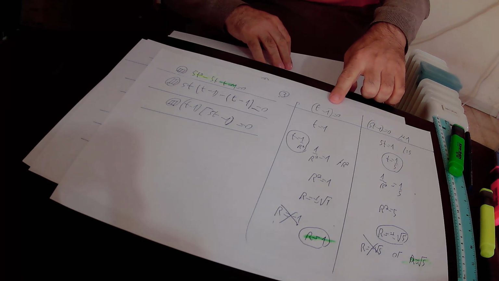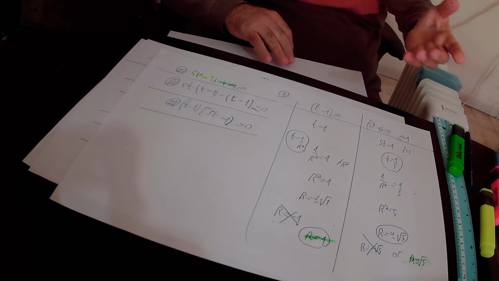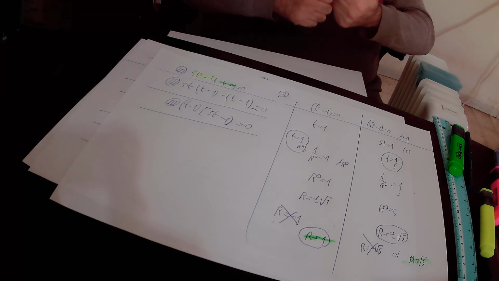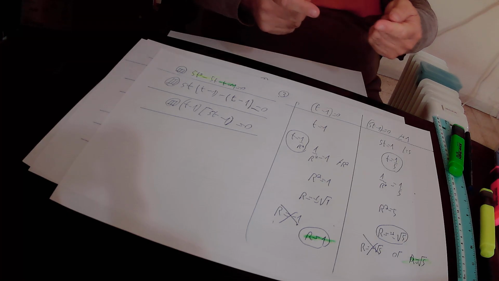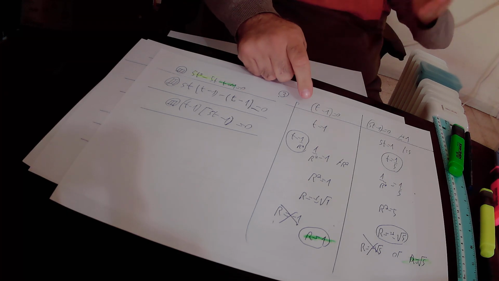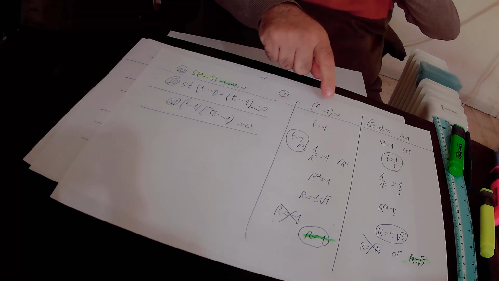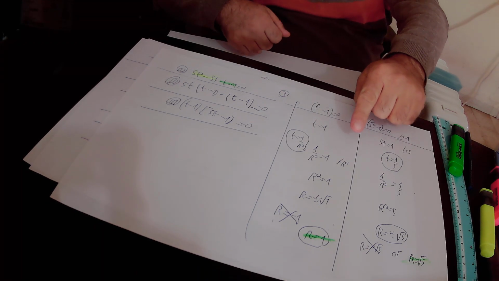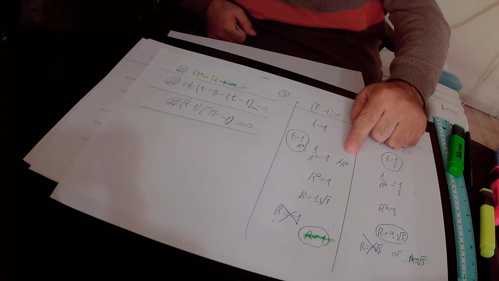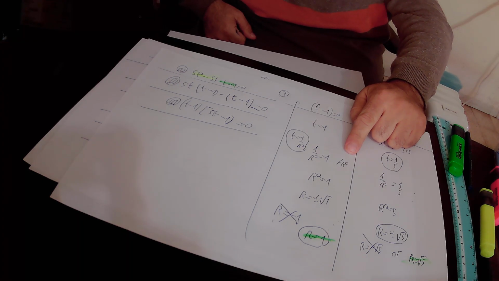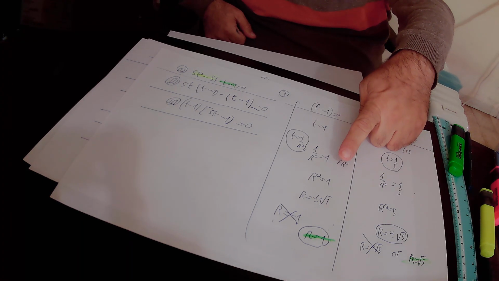If t minus 1 equals 0, it means that t equals 1. But according to our definition, t equals 1 over r squared, so we can substitute t in this equation by 1 over r squared. We did it, and we got that 1 over r squared is equal to 1. Here we multiply this equation by r squared, and finally we found out that r squared equals 1.